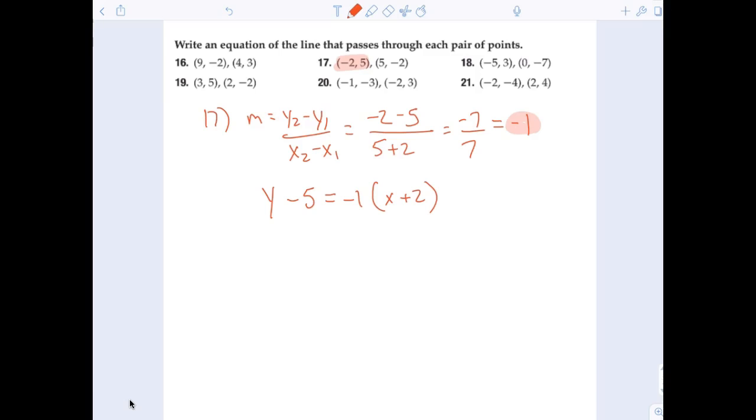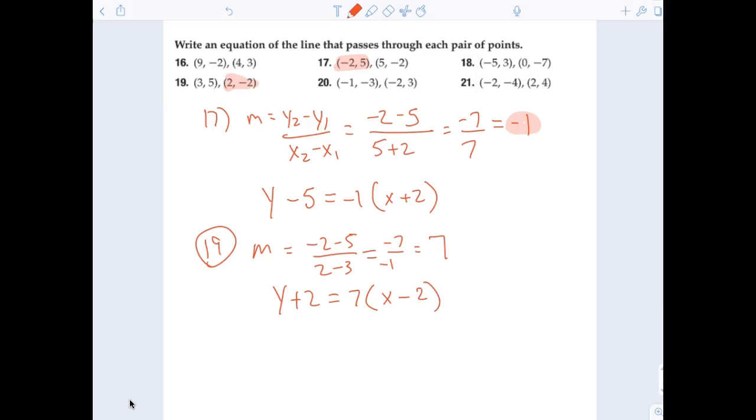All right, 19, girl. Don't embarrass me again. So -2 minus 5 over 2 minus 3. Good job so far. And that equals -7 over -1, which is 7. Oh no, it's 7. All right, now what point are you selecting? The second one. Okay, so y plus 2 equals 7 times x minus 1. Look how simple that is. Super easy, super easy.